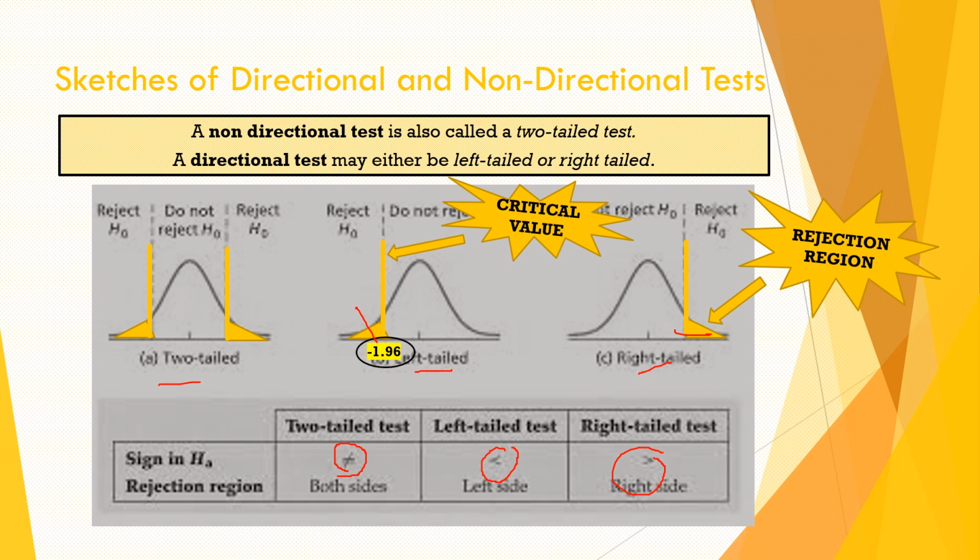For example, your critical value is at negative 1.96. Again, you will learn how to compute the critical value in the next video. That will be discussed by Ms. Daja. Okay, we have negative 1.96 as our critical value.